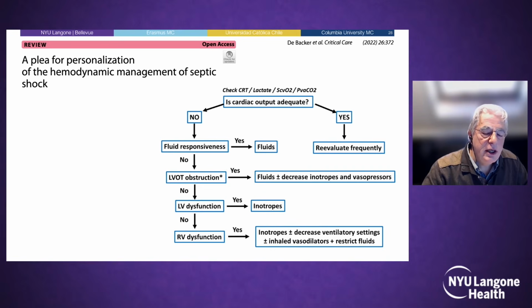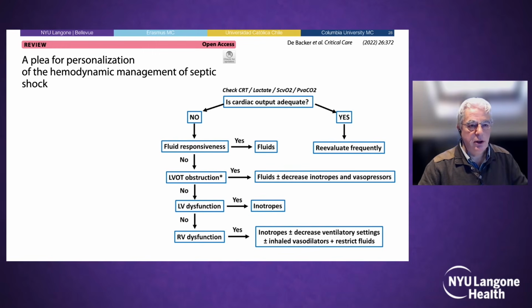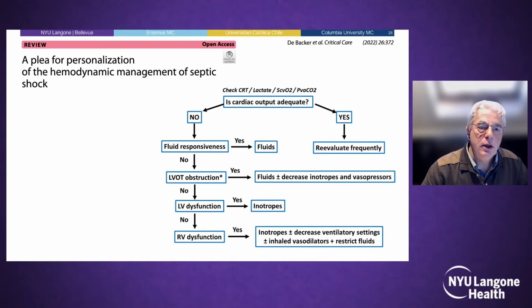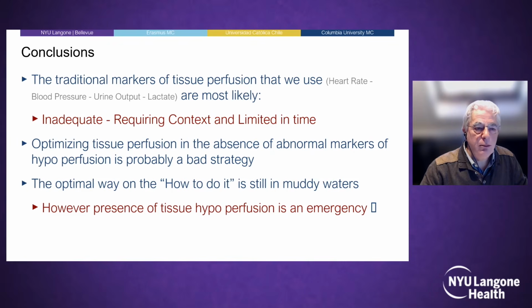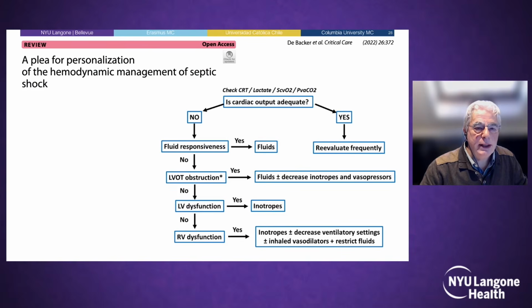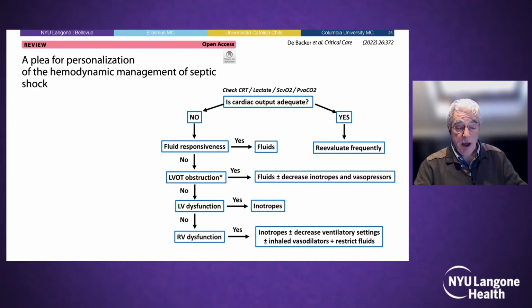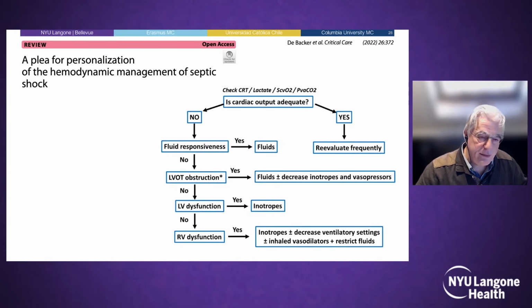This is a very nice review and plea for personalization of the hemodynamic management of, in this case, septic shock. This review was led by Daniel de Backer and recently published in Critical Care. So what they use as a starting point is the cardiac output, so the tissue perfusion adequate, as marked by capillary refill time, lactate, SCVO2, and the delta PCO2, like I did in my previous slides.